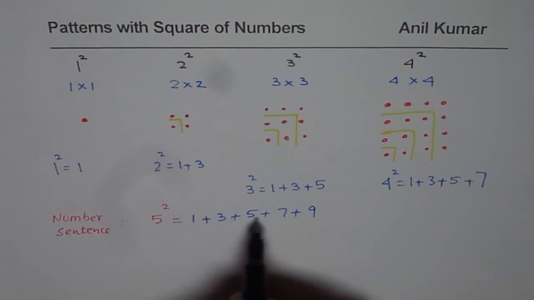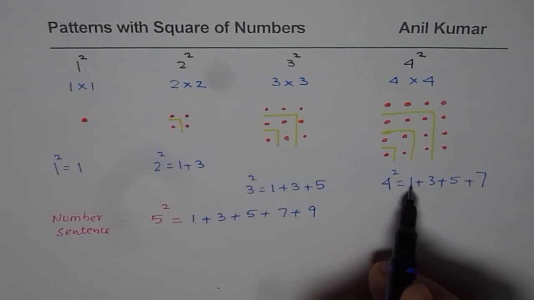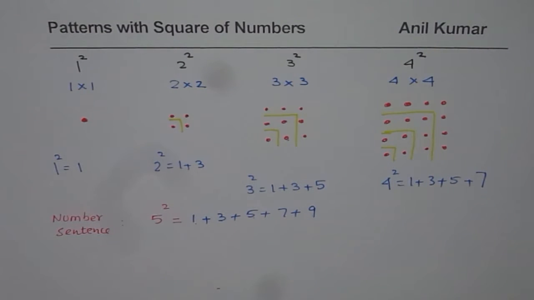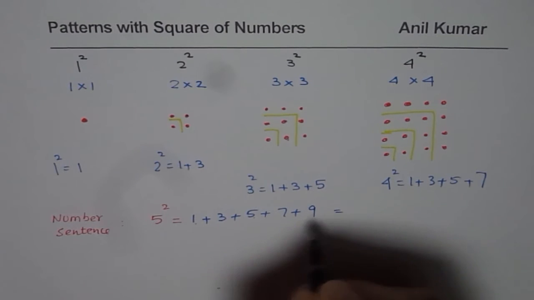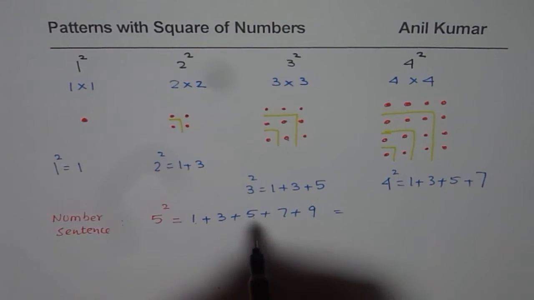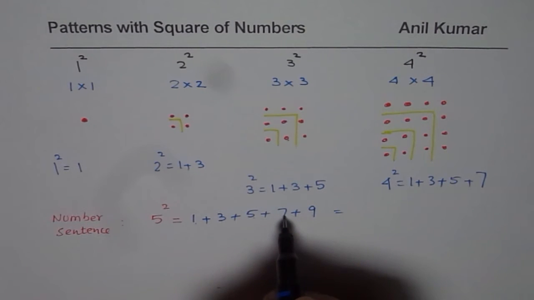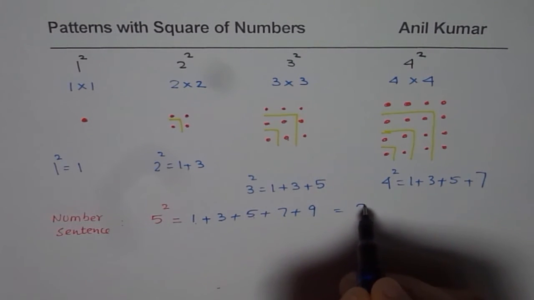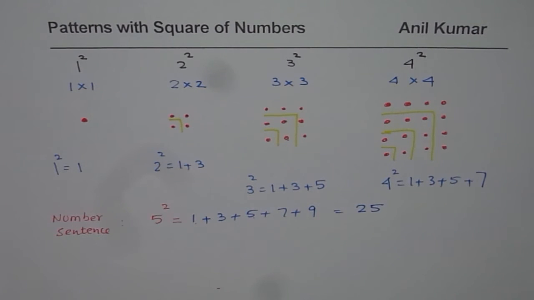So there should be 5 numbers in all. 1, 2, 3, 4, 5. In 4 square we had 4 numbers. 1, 2, 3, 4. All odd numbers skip by 1, 1, 3, 5, 7. So 5 square is 1, 3, 5, 7, 9. When you add them all, 1 plus 3 is 4, 4 plus 5 is 9, 9 plus 7 is 16, 16 plus 9 is 25. Do you see that? So we can have a number sentence to represent the square of a number, correct?